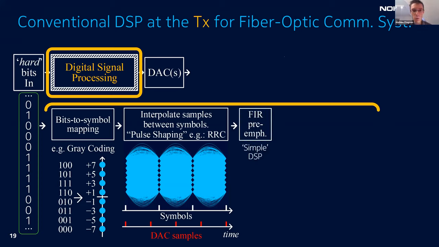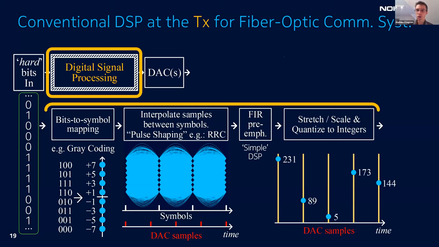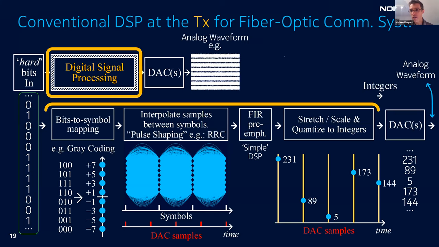Once that's done, I have a waveform stream at the DAC sampling rate, and then we conventionally apply some simple DSP, right? Typically, this would be an FIR pre-emphasis. And then we need to stretch, scale, offset, and quantize, sort of like rounding the signal to generate integers. Then we send these integers to the DAC and out comes an analog waveform. And here's the example again, in the case of an 8-level signal, for let's say dual-pol 64 QAM or what have you. So this is the output of one tributary, for example, once again.